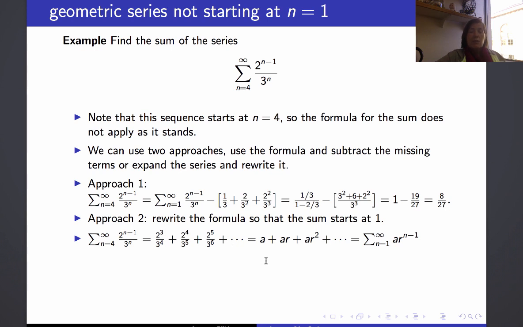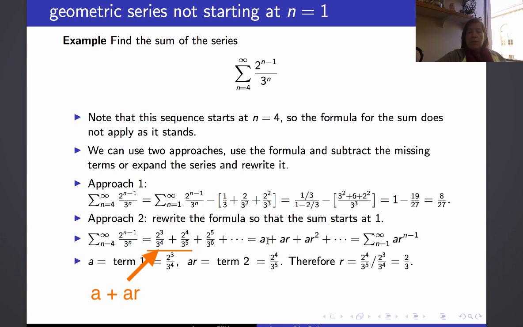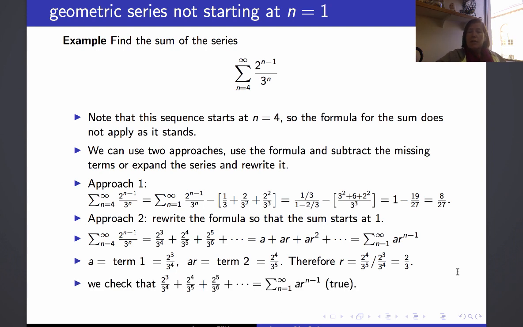This is a geometric series, and we could rewrite the formula so that the n starts at 1 and goes all the way to infinity. But we don't really need to do that. We really just need to identify the a and the r. And so the a should be the first term on the right-hand side, and a times r should be the second term on the right-hand side. A is 2 cubed over 3 to the 4, and r is equal to the second term divided by the first, which is 2/3.